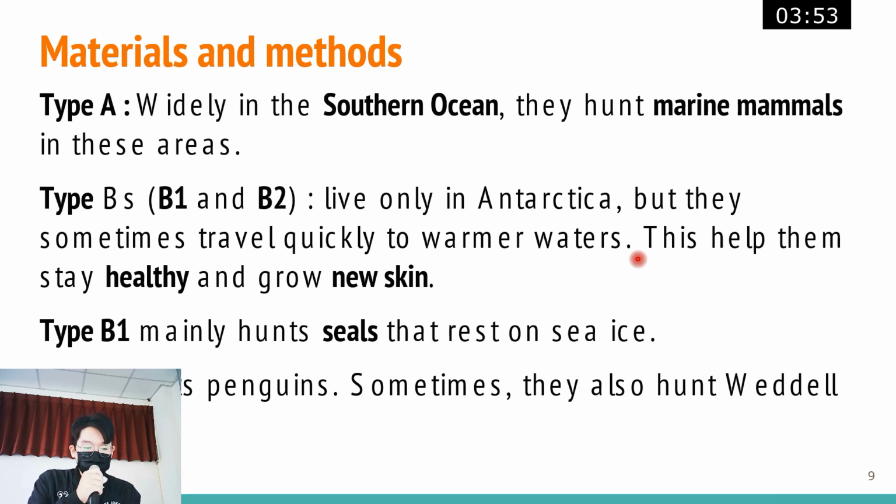Type B1 and B2 have unique pigmentation. They are endemic to Antarctica, with the exception of rapid return migrations to the subtropics, and this may help them stay healthy and grow new skin. Type B1 mainly hunts seals that rest on sea ice, and type B2 lives in more open water, and hunts penguins. Sometimes they also hunt Weddell seals.